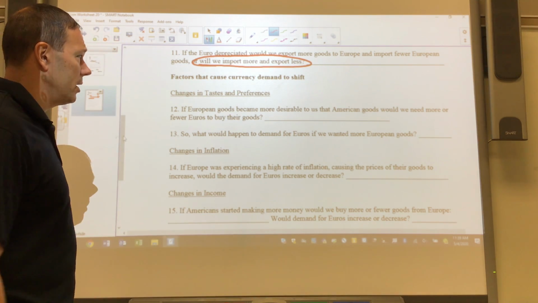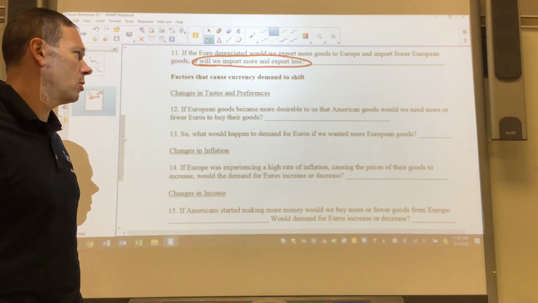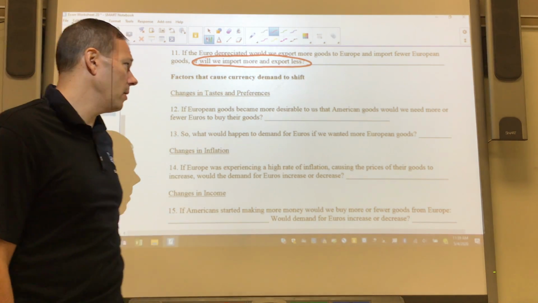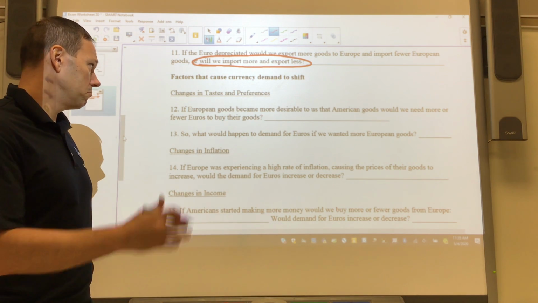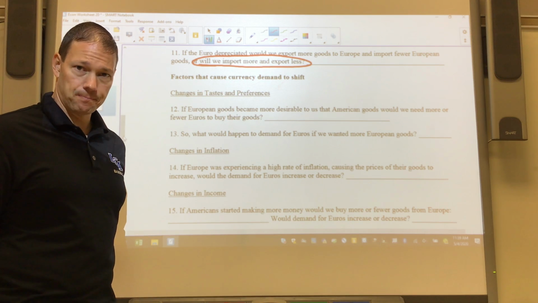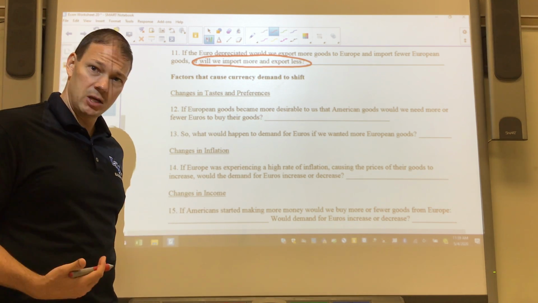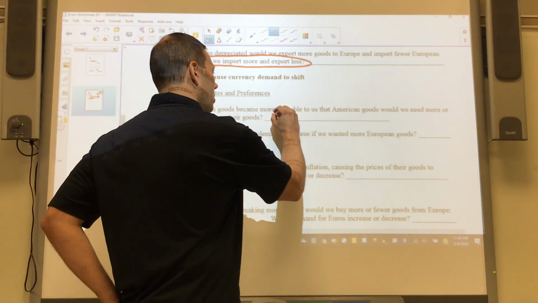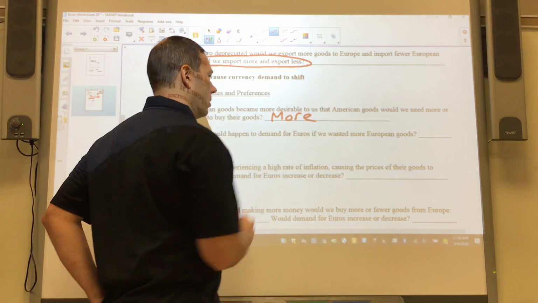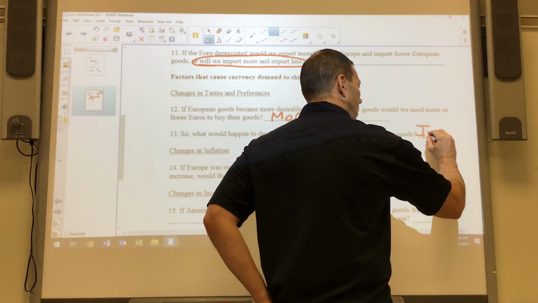Okay, so changes in tastes and preferences, this is pretty easy. Let's say that Europe makes better things than we do here in America, and so Americans want to buy European goods. If we want to buy their goods, do we need more or fewer euros from them? Well, to buy their goods, we need euros because that's what they want, right? So we've got to get more euros. It's going to take more euros to buy their goods, and that's going to increase the demand for euros.